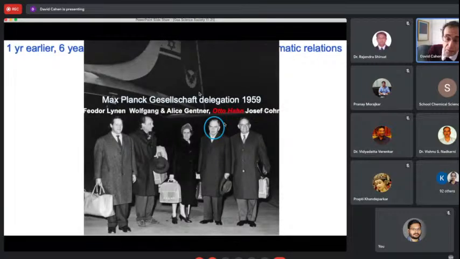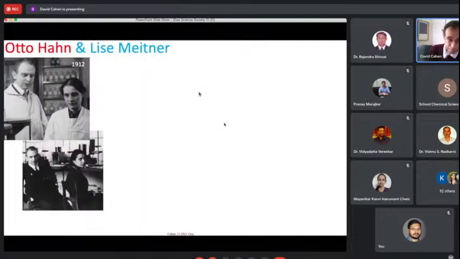Now we'll look a little bit more into Otto Hahn. You probably know that Hahn and Lise Meitner, Otto Hahn the chemist, Lise Meitner the physicist, together laid the basis for what became our understanding of nuclear fission. They worked together for many, many years, where it was clear that it was at least an equal partnership.